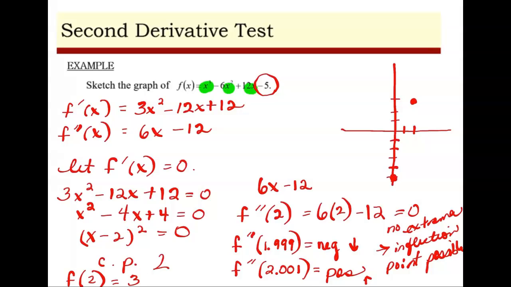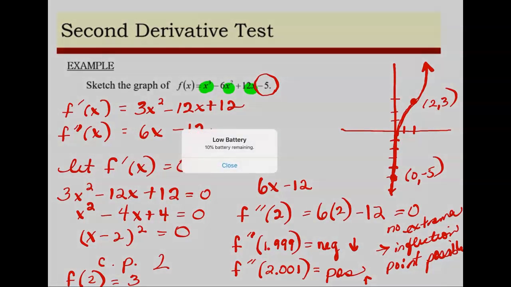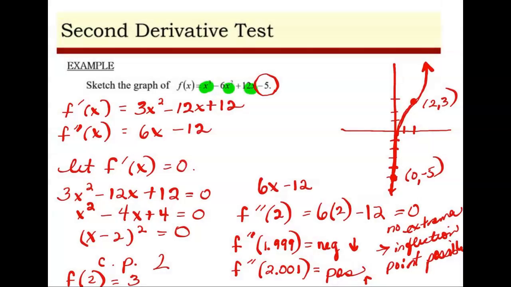We do want to plot some additional points to get a more accurate graph. One kind of easy point for grabs here is the y-intercept, which is -5. So we have 0, -5. And so here we know that we come up, and if we want to find the x-intercept, we certainly can, but there's our point of inflection right there at 2, 3. So we have 2, 3 on the graph, and 0, -5 on the graph.